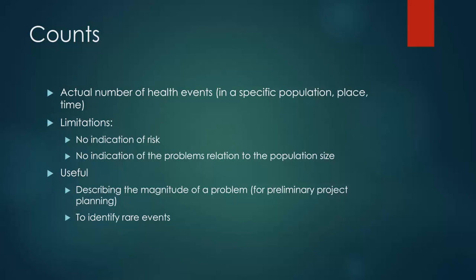The use of only counts has several limitations, however. Counting events or cases does not give an indication of the problem in relation to the size of the population. For example, 10 cases of influenza in a school population of 50 students is a greater public health concern than 10 cases in a student population of 500. And also, the use of counts alone does not provide any information on the risks associated with having the event or the disease.